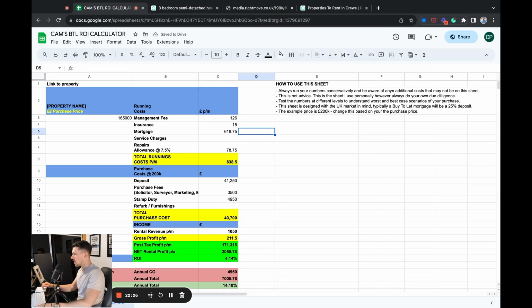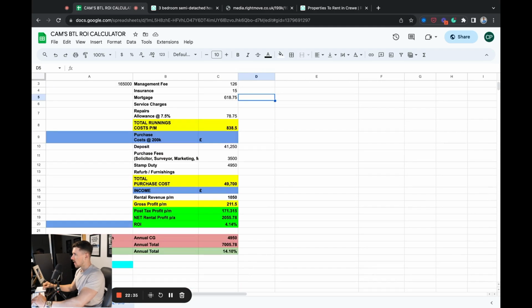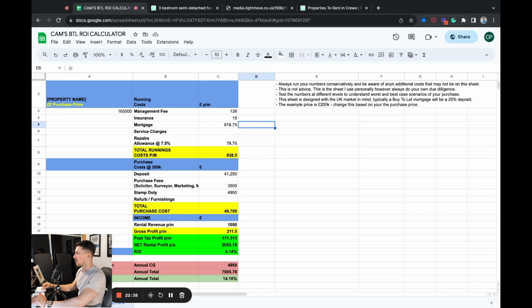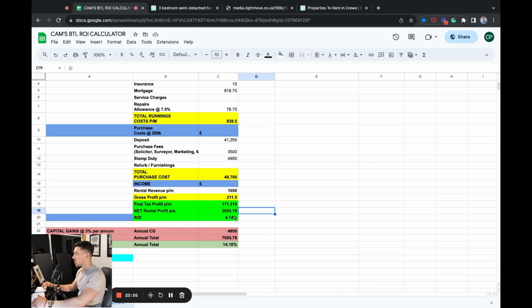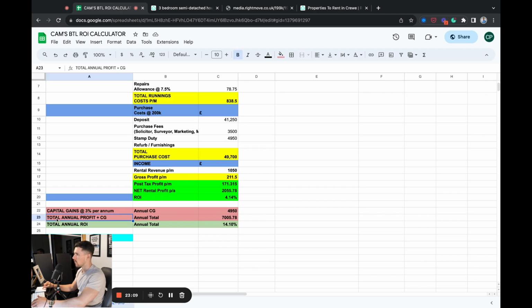So I've pushed this deal about as hard as it can go now. This is kind of like a best case situation where I managed to get a really, really good deal on this property, a good price, 165 grand. I get top of the market rent, and I factored in a lot of my numbers here. This property is now delivering me a gross profit of 211 per month, a post-tax profit per month of £171, and a net rental profit, which is the profit that I'm making after tax every single year, of 2 grand, which brings the ROI to 4.14% on a pure cash flow basis, which brings the total annual profit plus CG, that's capital gains, to 7 grand, which gives me a total annual ROI of 14%.